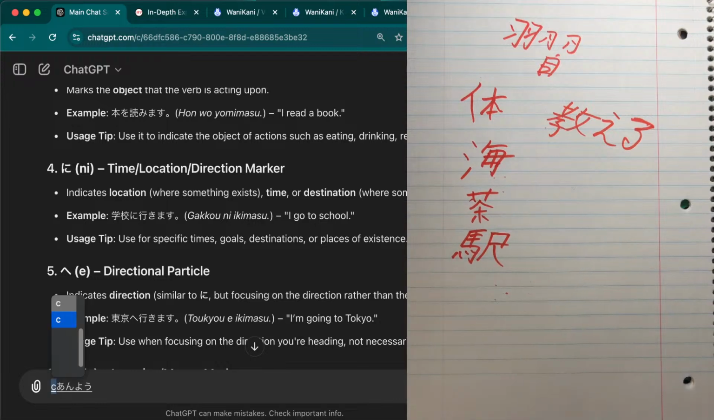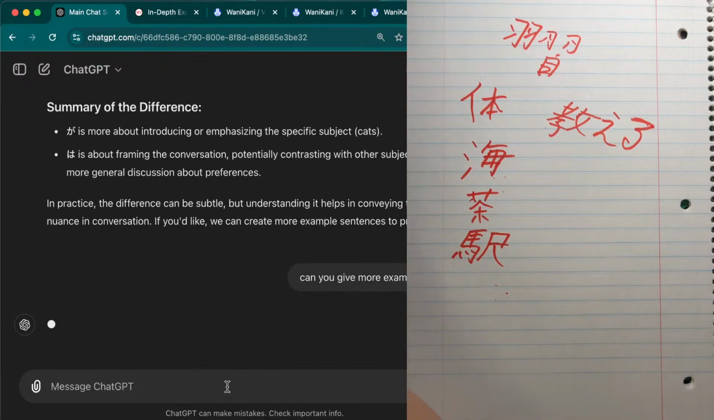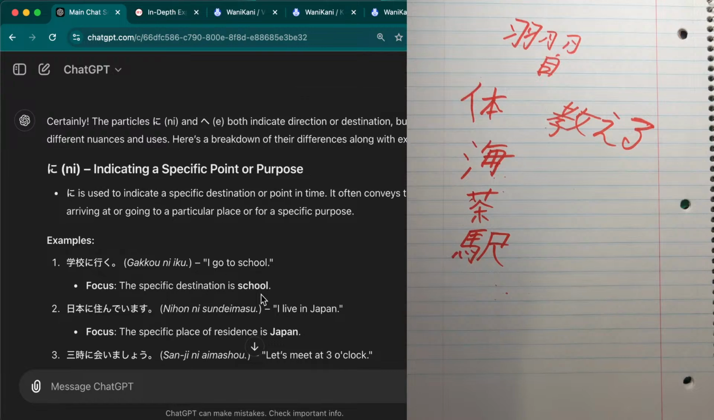Can you give more examples for ni versus e? Oops. This is very confusing, this keyboard. Okay. Certainly, the particles ni and e both indicate direction and destination.